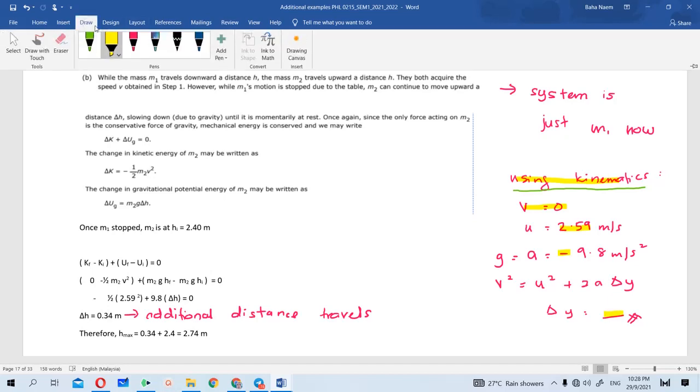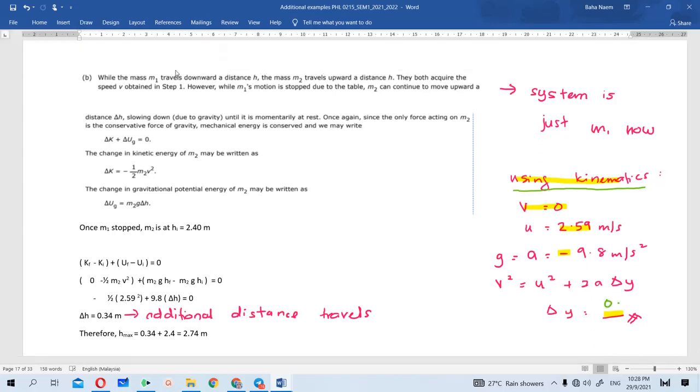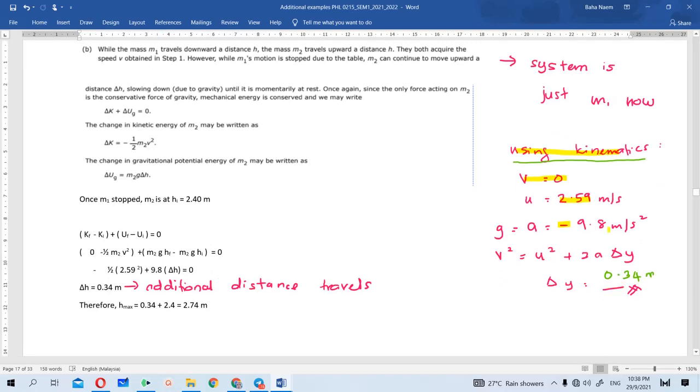However, the answer that you are going to get here is just 0.34 meter. Now 0.34 here is not yet the answer, because this is just the additional distance travelled. So you have to add it up with 2.4 meter, which is the original height from earlier, right?